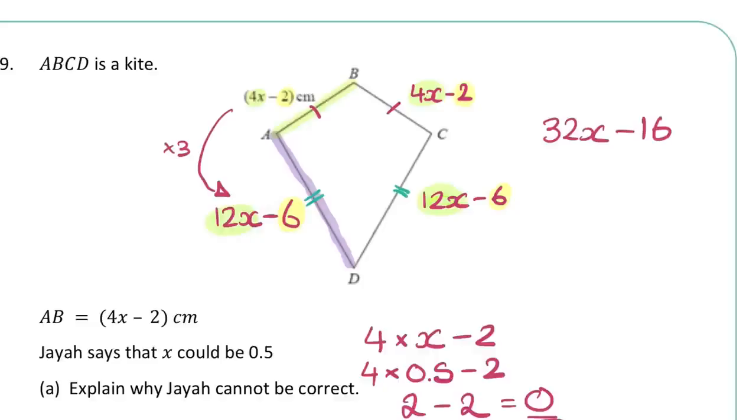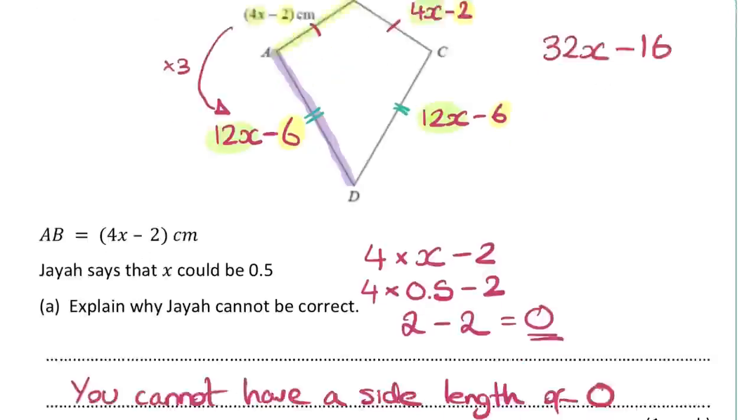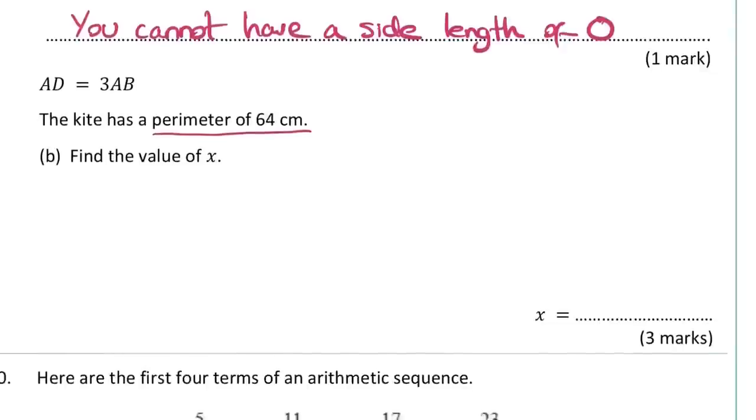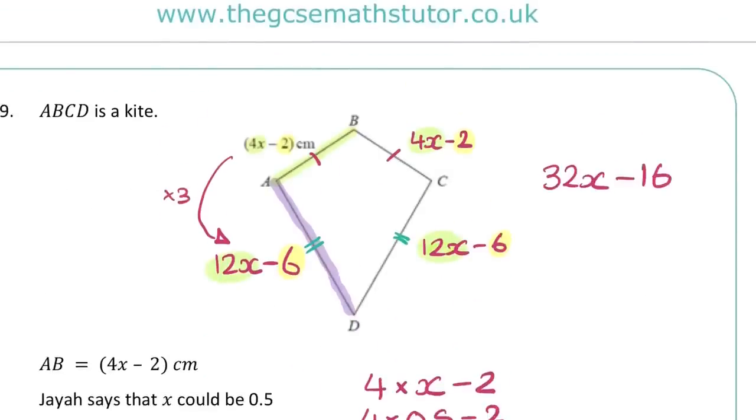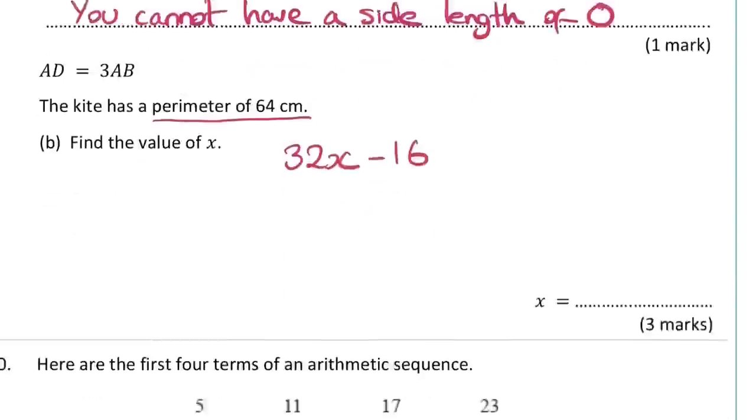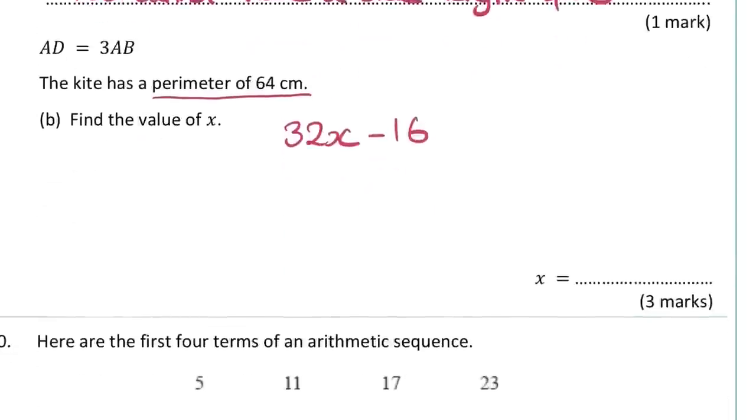So 32x minus 16 is the perimeter. Let's write that down here. 32x minus 16. Let's just double check that was correct. So 12, 24 plus the 8, yep, 32x, and then 6, 12, 14, 16, yep, so we're happy with that. 32x minus 16. It says the perimeter is 64. So this expression that we have written, that's called an expression, we are going to turn into an equation. That's how we find the value of x. You'd normally see that sort of language when you're solving. So let's create an equation.